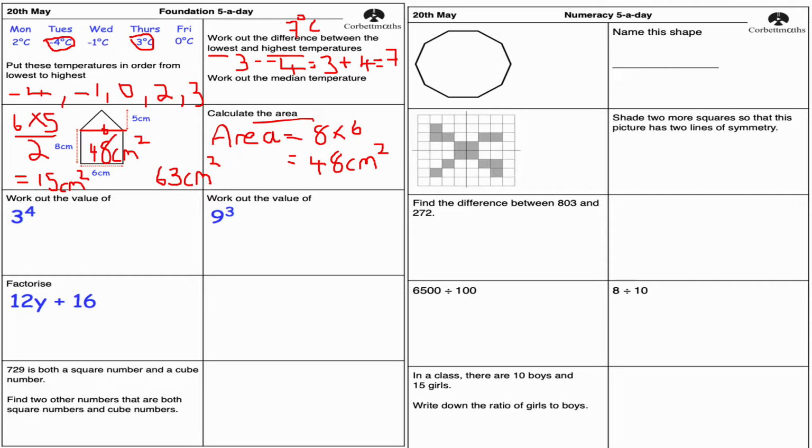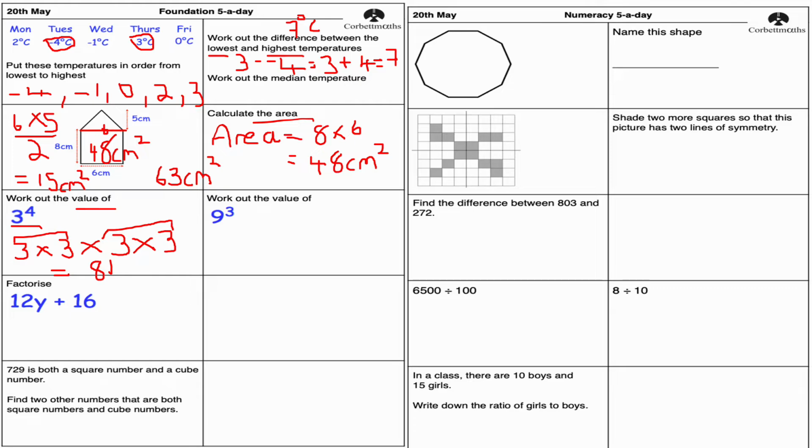Next question. Work out the value of 3 to the power of 4. Well, that just means 3 times 3 times 3 times 3. The power means that I'm multiplying it by itself 4 times, or 3 times, depending on how you're looking at it. 3 threes are 9. 9 times 9 is 81, because this gives me 9 and this gives me 9. 9 times 9 is 81.